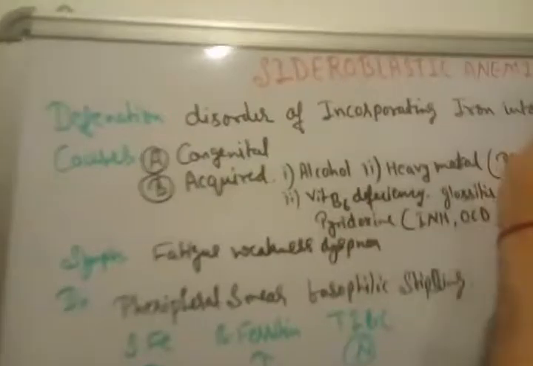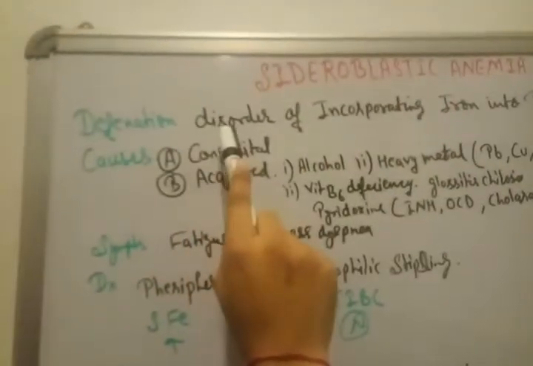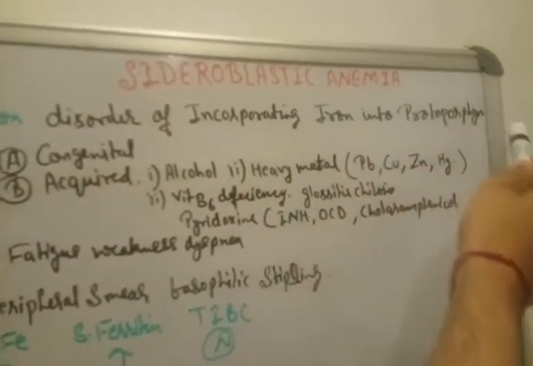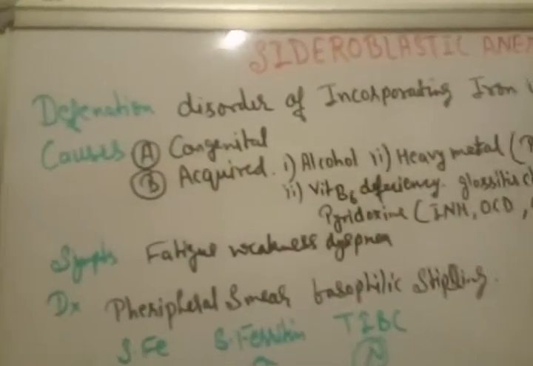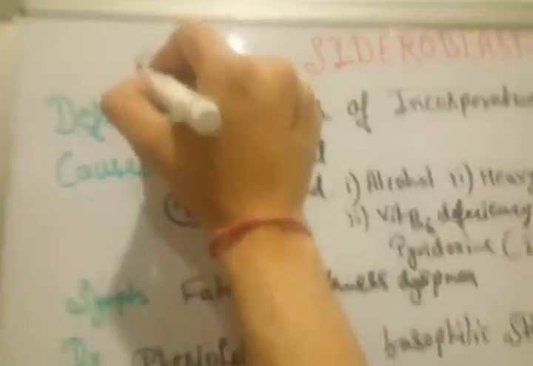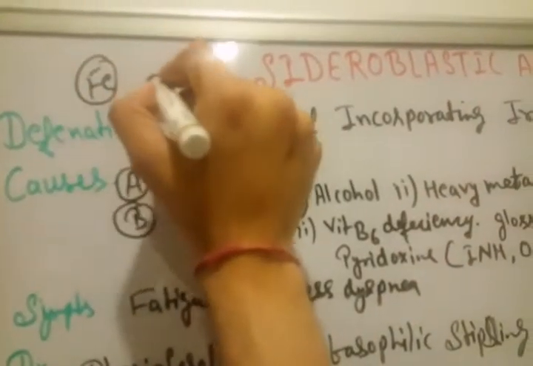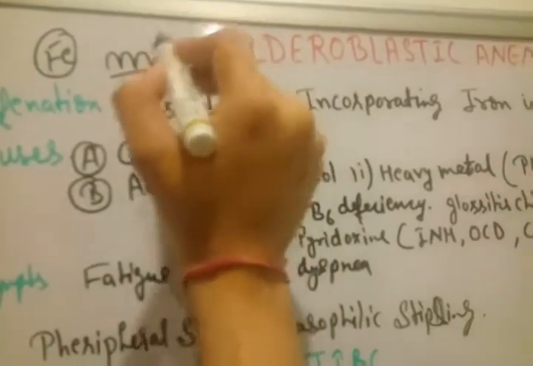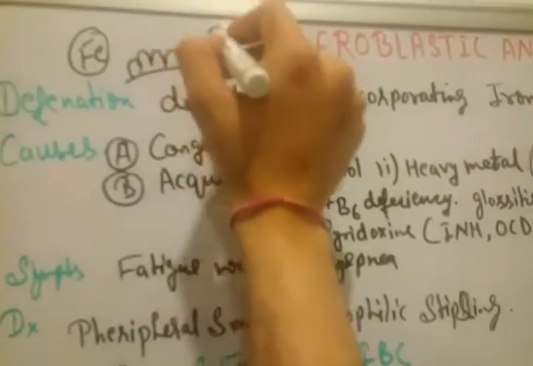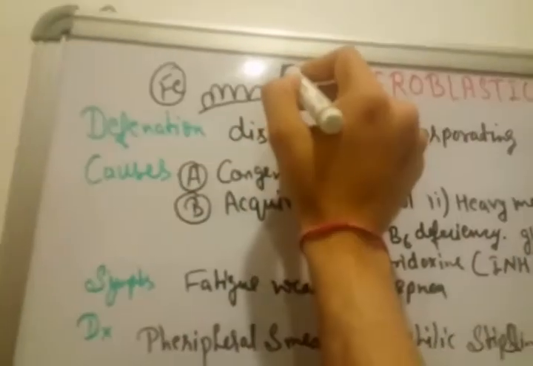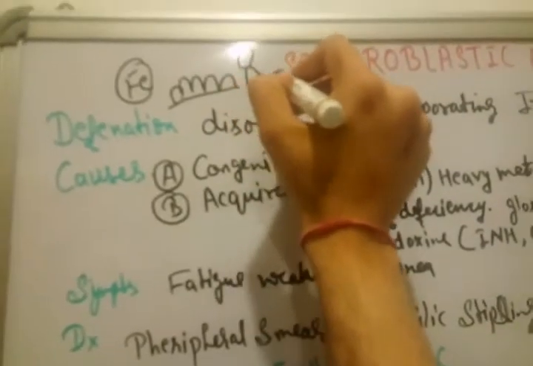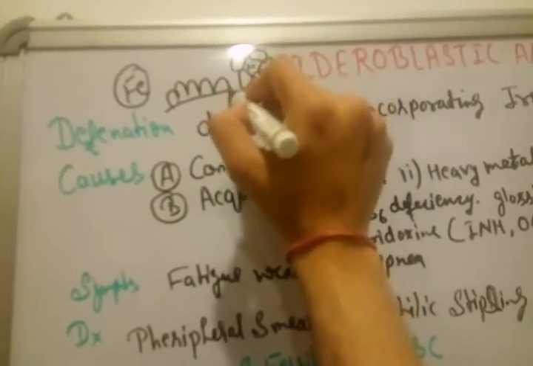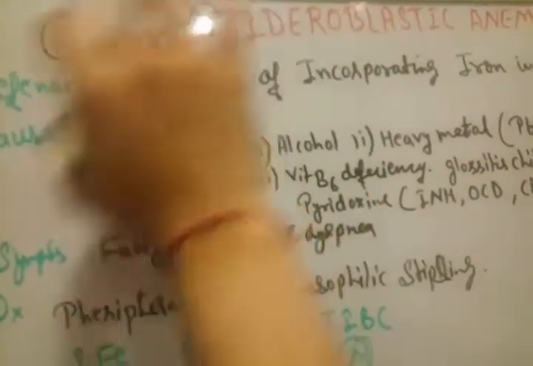What is sideroblastic anemia? Its definition indicates it is a disorder of incorporating iron into protoporphyrin. This is iron, one component. This is the protoporphyrin ring, with four components here, and finally the ring, and iron sits between them. But in this condition, this process is not going to be done.